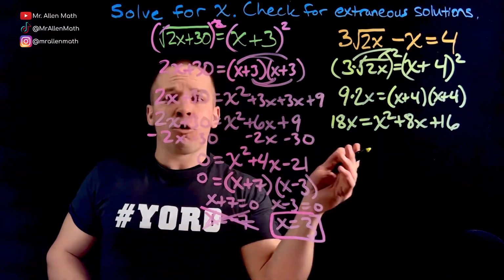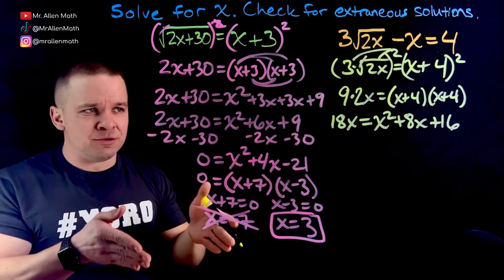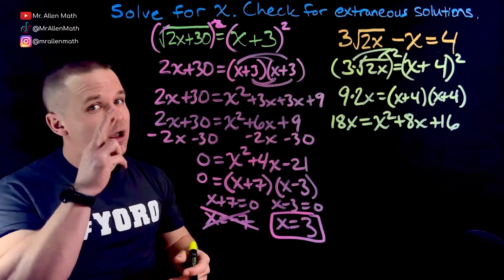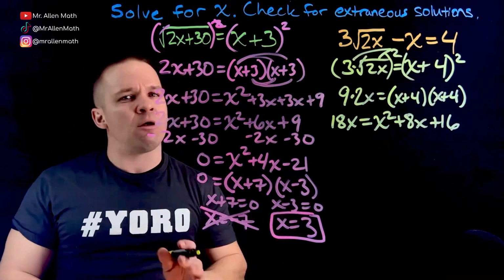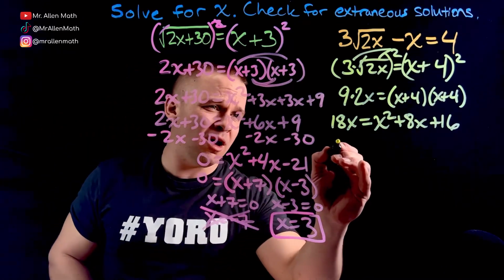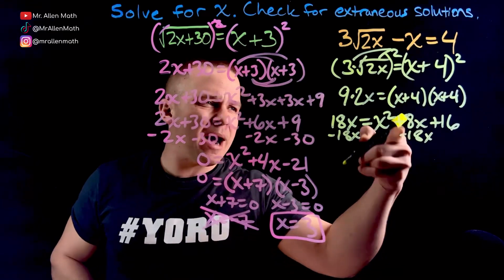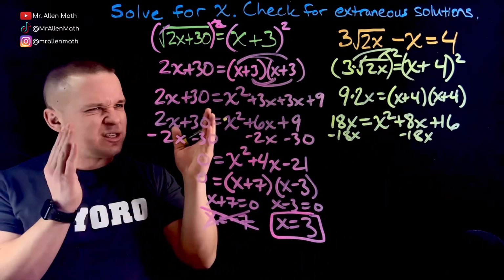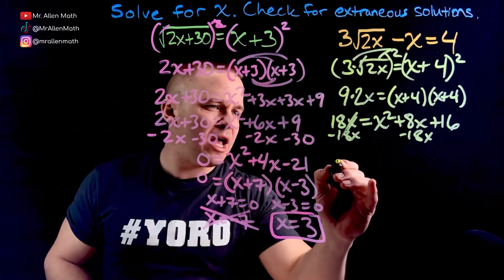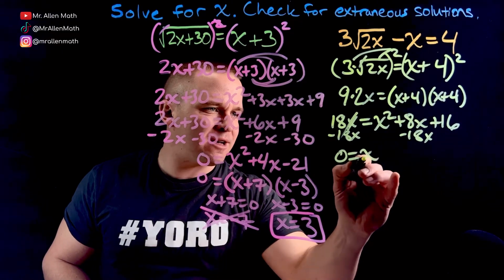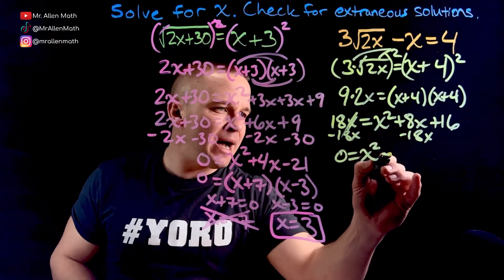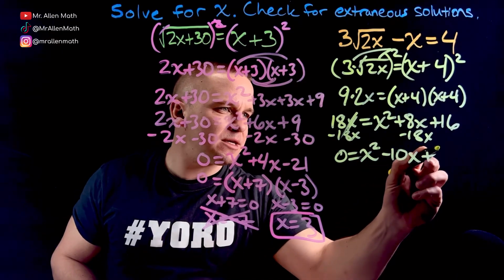All righty. Now, quadratic, once again, set it equal to 0 so we can factor, hopefully factor, and solve. I don't want to mess with the quadratic formula. So minus 18x, minus 18x. I like to pop them underneath the like terms, so I'm just nice and organized. Boom, those are gone. I'm left with 0 equals x squared, and then we got minus 10x plus 16.